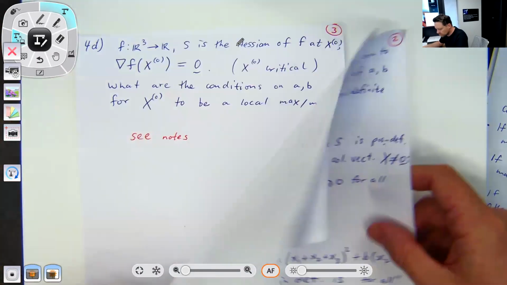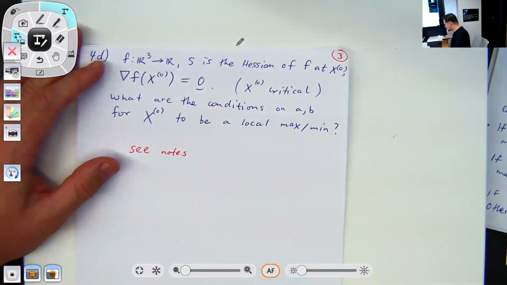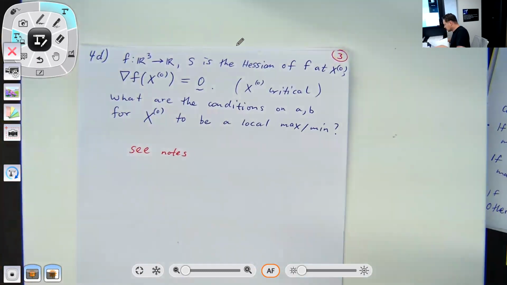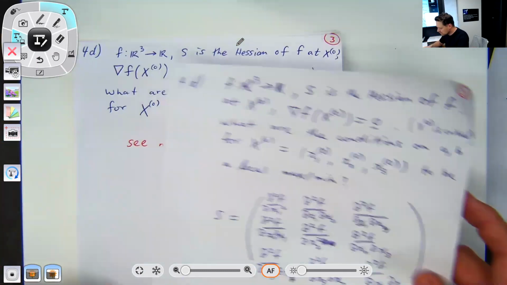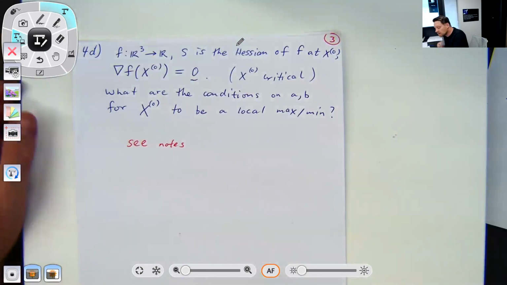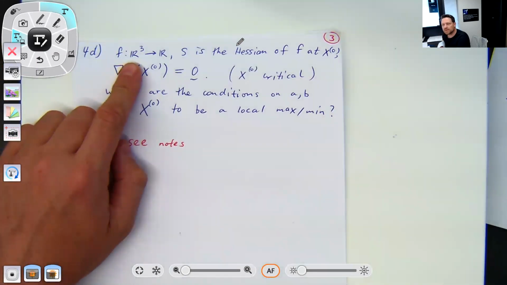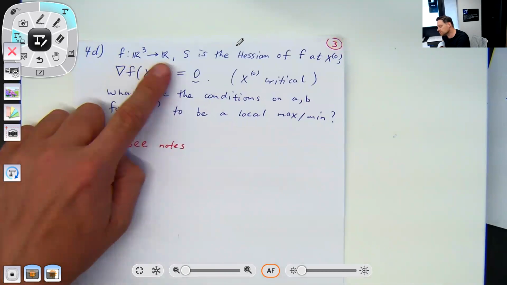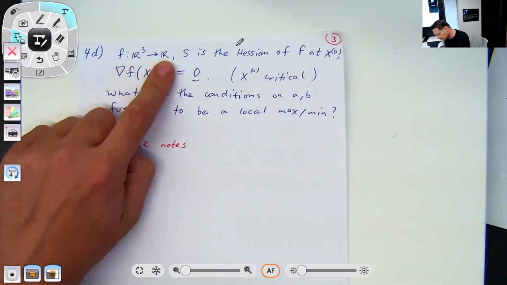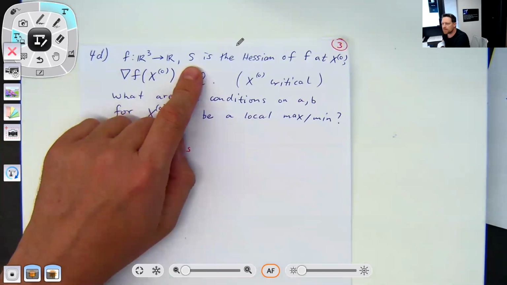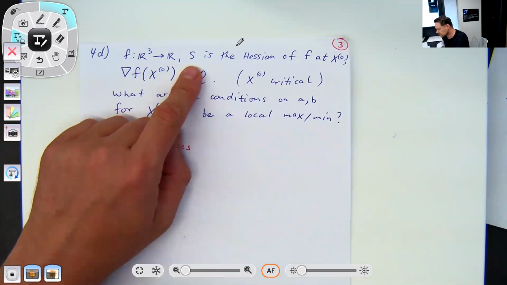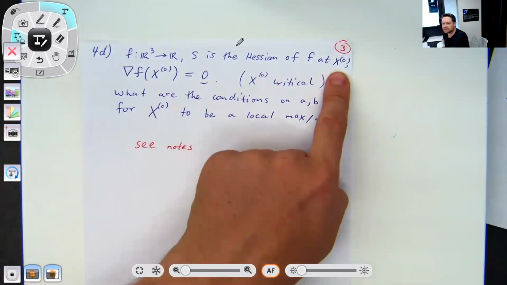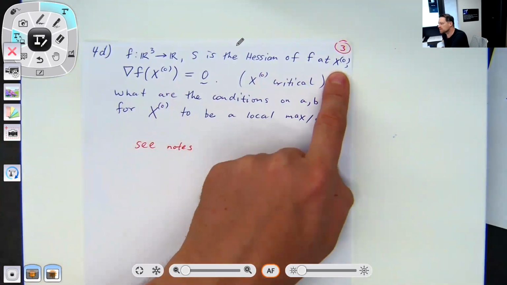Okay, moving on, let's have a look at 4D, which is a bit more involved. Now I've got my notes right here, so I'll display this in the same way, but let's read the question first. So we've got a function, and basically it's mapping triples of real numbers to real numbers. Now, in this case, that same S is the Hessian of f. And I'll tell you what the Hessian is in a moment. But it's the Hessian at this point, x superscript 0, so some particular point.